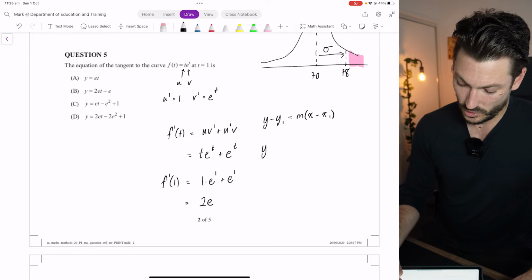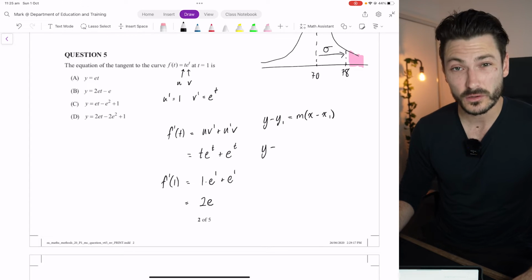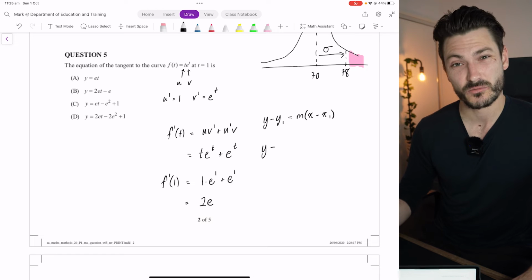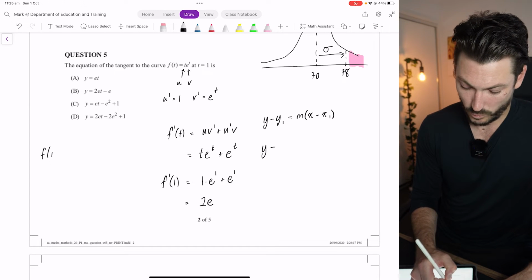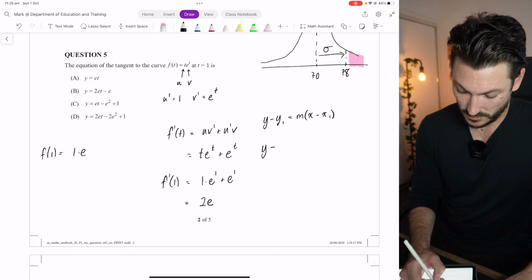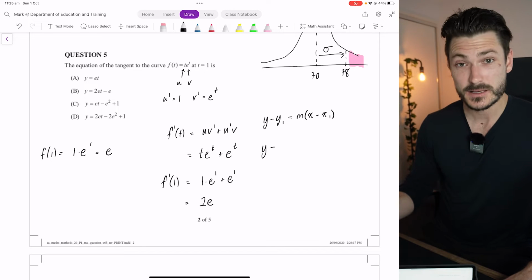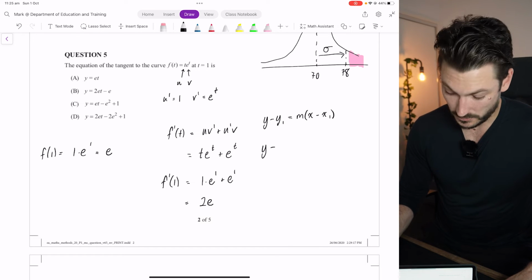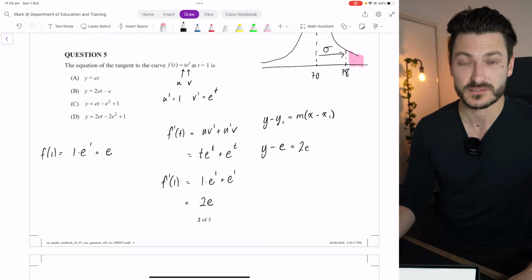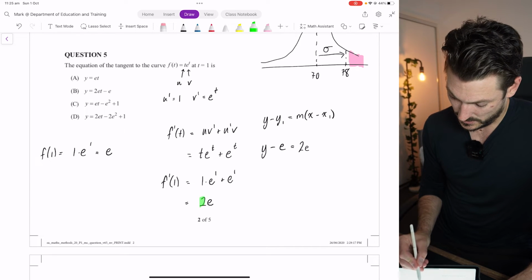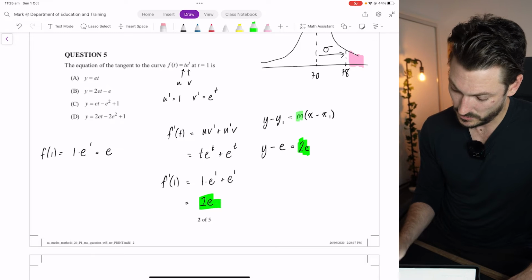I have not got a point on this curve, so I'm going to substitute t equals 1 into the original to find out the value at that point. So f of 1 is going to be equal to 1 times e to the 1, which is just e. So therefore my y1 value is e. m is our gradient. We just found that, that's 2e. I'll just highlight that there. The gradient is going to be the m value.